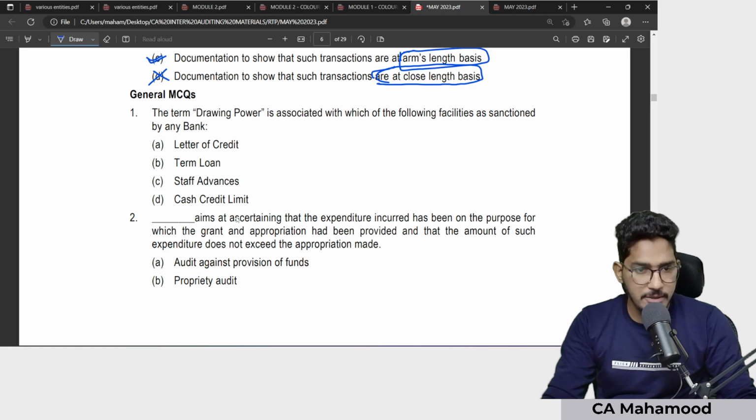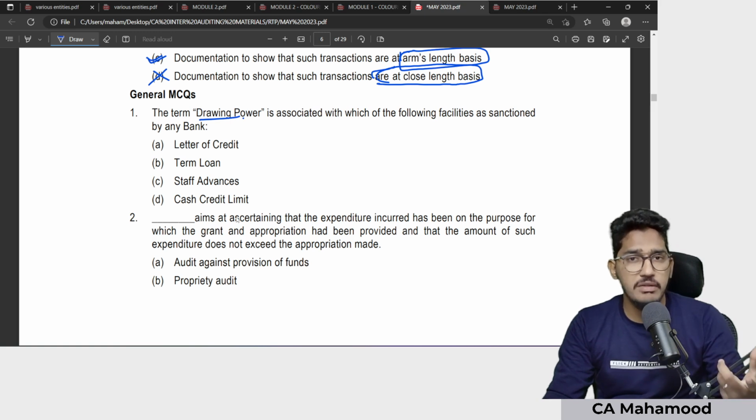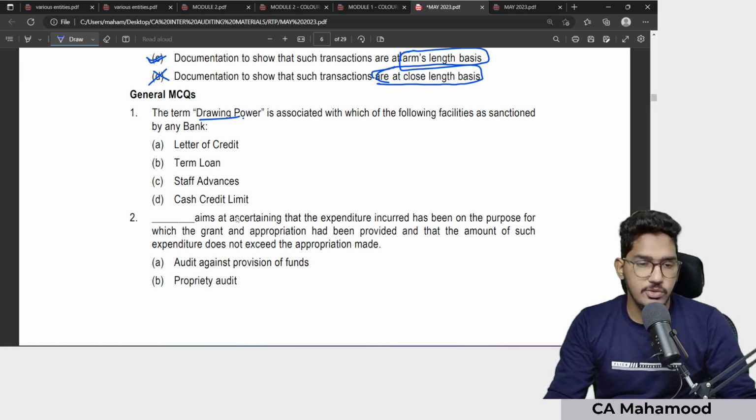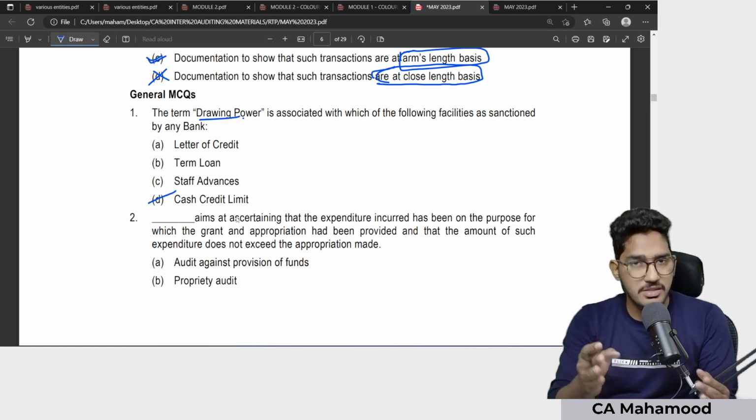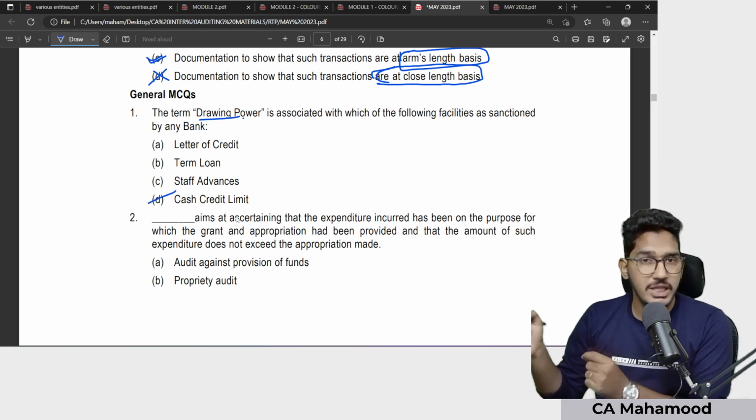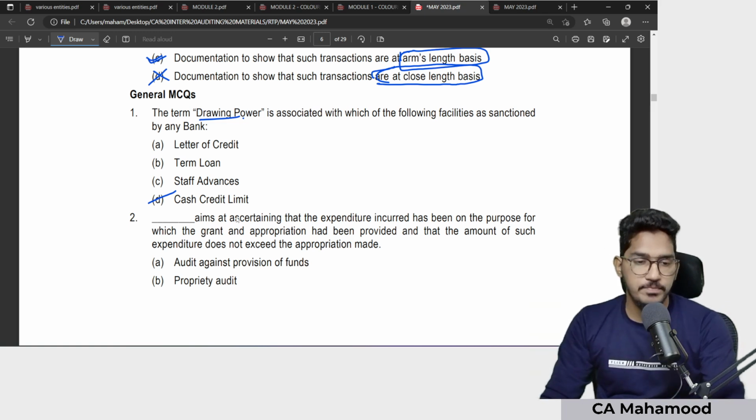Very simple questions only. The term drawing power is associated with which of the following facilities as sanctioned by the bank? Drawing power for which loans we calculate? Cash credit loans we calculate. So which one is the correct option? Option D. Why? Because drawing power is a term associated with short-term working capital loans like cash credit. So drawing power is associated with cash credit.